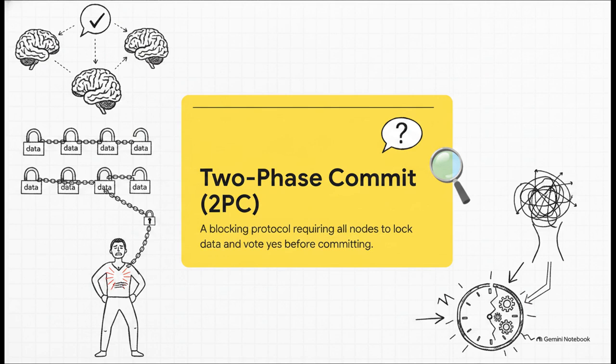So, when engineers try to force absolute immediate consistency across these completely independent machines, they typically reach for a classic academic solution. It's called the two-phase commit. Here's how it works. A central coordinator asks every single participant, "Hey, can you commit to this?" And then it just waits. The databases literally lock their affected data rows so nothing else can touch them. If everyone votes yes, the coordinator says commit, and the locks finally release.